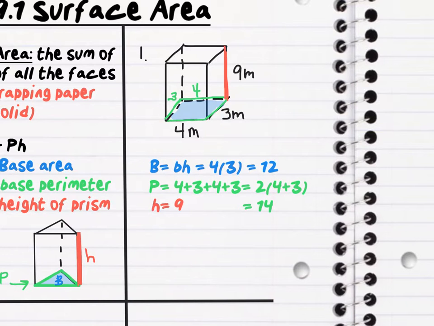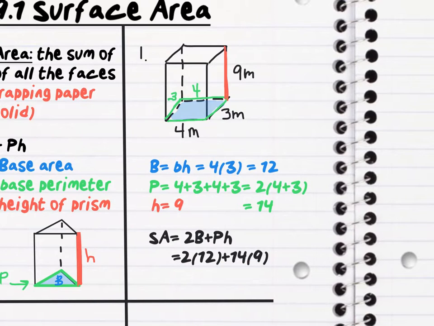Now we're going to use our surface area formula. So we write the surface area equals 2b plus ph, and then we have our 3 values here, and we plug them into this formula. So now we have the expression 2 times 12 plus 14 times 9.